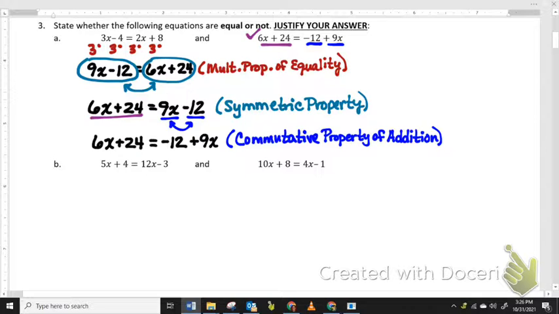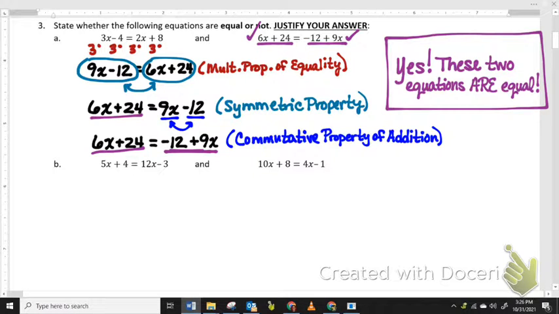So looking at this now, I have 6x plus 24, 6x plus 24, negative 12 plus 9x. On the other side, negative 12 plus 9x matches both sides. So these two equations are equal. So these two equations would have the same solution. These two equations have the same outcome. They are interchangeable with each other.